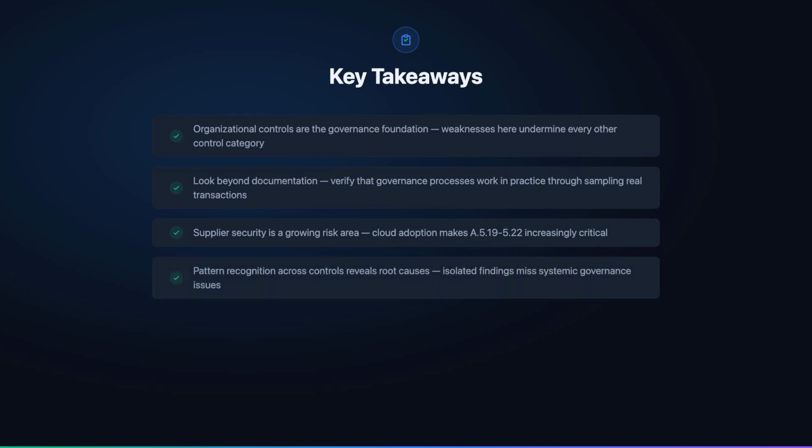And fourth, develop pattern recognition across controls. If you find weaknesses in asset management, access control, and incident management simultaneously, the root cause is likely a systemic governance issue rather than 3 independent control failures. Root cause analysis at the organizational level delivers more value than listing individual findings.